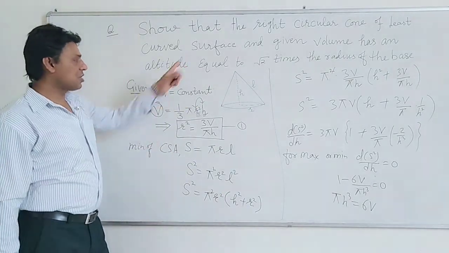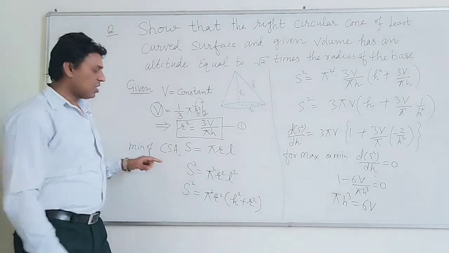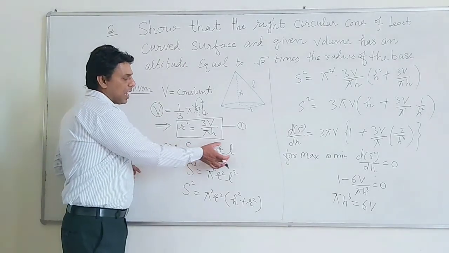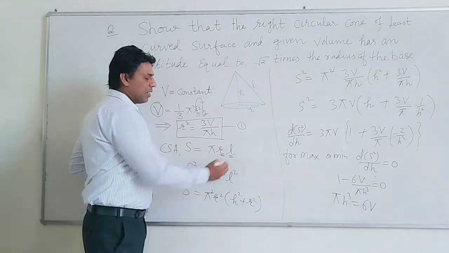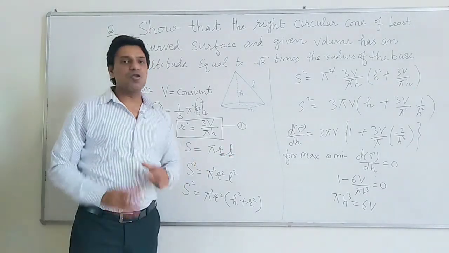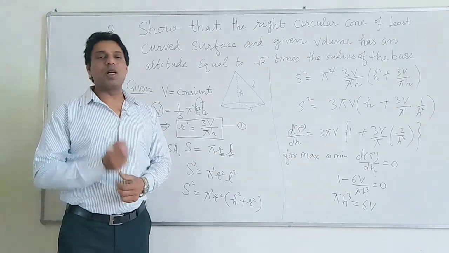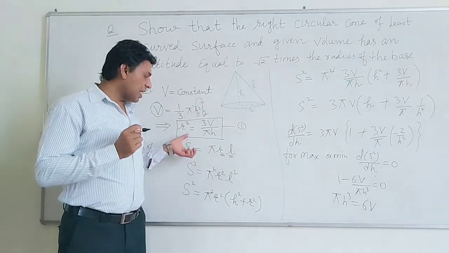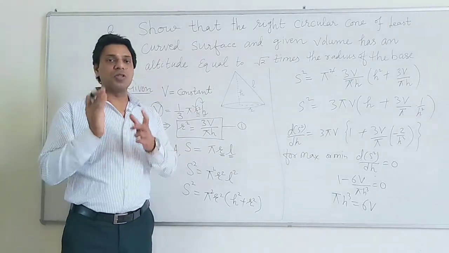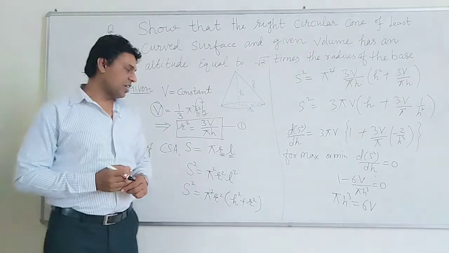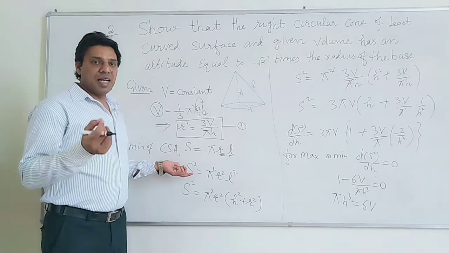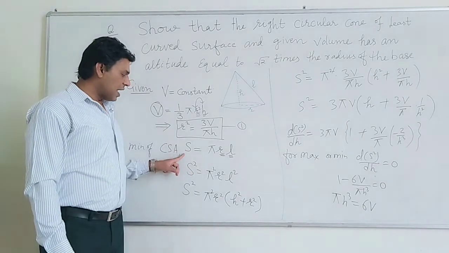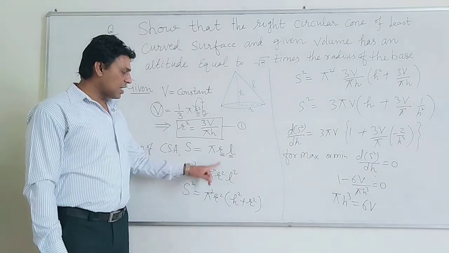Now I have to study the curved surface area. The curved surface area of a cone is πrl. So now the curved surface area depends upon two variables, r and l. So I cannot differentiate s, because I need s as a function of one variable so that I am able to differentiate. To remove all these things, I have squared it: s² = π²r²l².